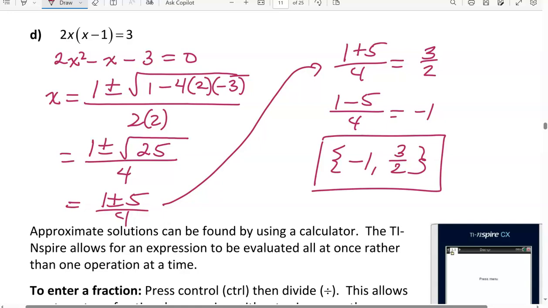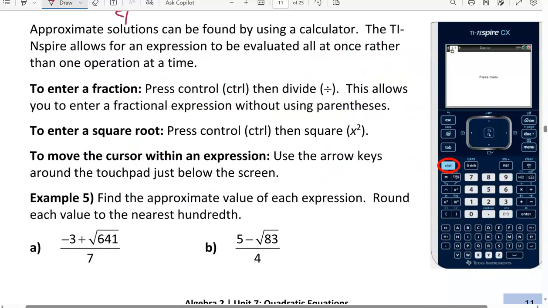1 plus 5 divided by 4 is 6 over 4 or 3 over 2. 1 minus 5 over 4 is negative 4 over 4, which is negative 1. It's important that we simplify the solutions all the way. What we have been finding so far are what are called exact solutions. Exact solutions are not rounded off.